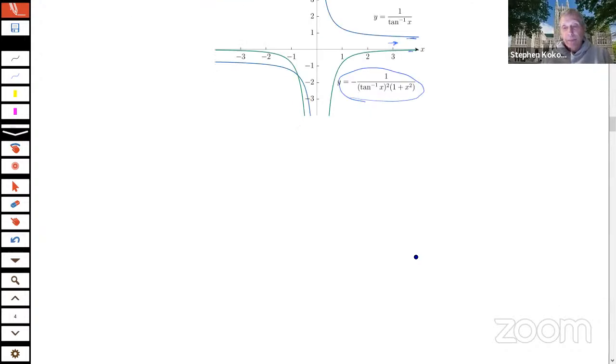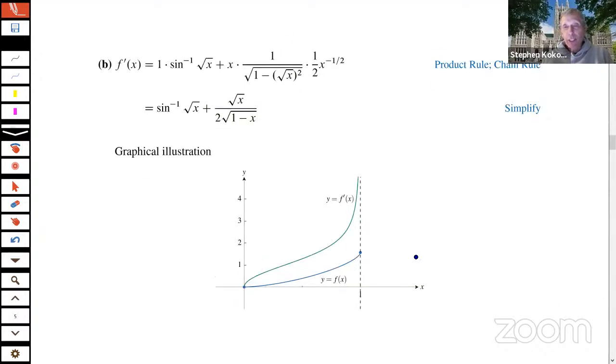Good. The next one's kind of interesting too. I'm going to scribble a little bit here just to remind myself. I think the original function was this: x times the sine inverse of the square root of x. It almost looks like, heaven forbid, the product of 3 functions, but it isn't. That square root of x is actually the argument of the sine inverse.